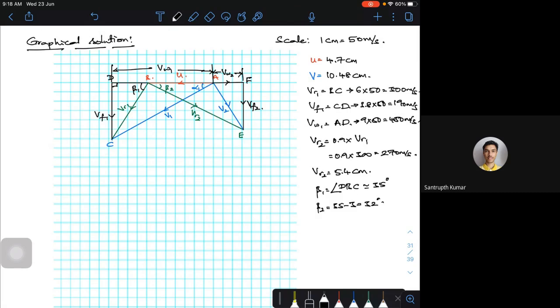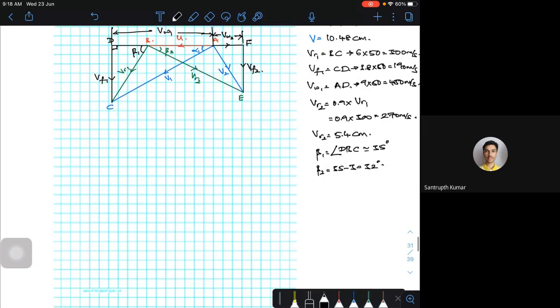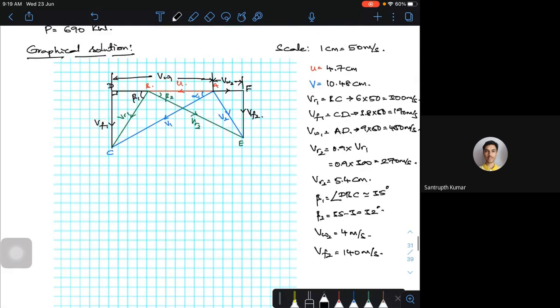I may be getting around 4 meters per second. So it may be 0.1, a very small number. If you measure it, I am getting VW2 roughly around 4 meters per second. VF2, I am getting around 140, maybe around 2.3 or 2.5 centimeters. You measure it and you get it.